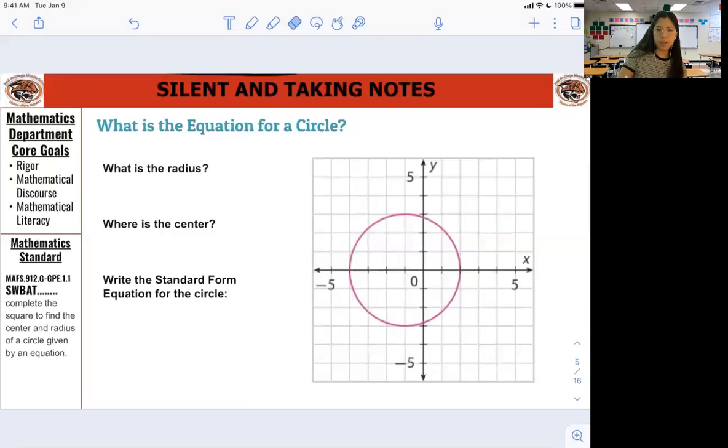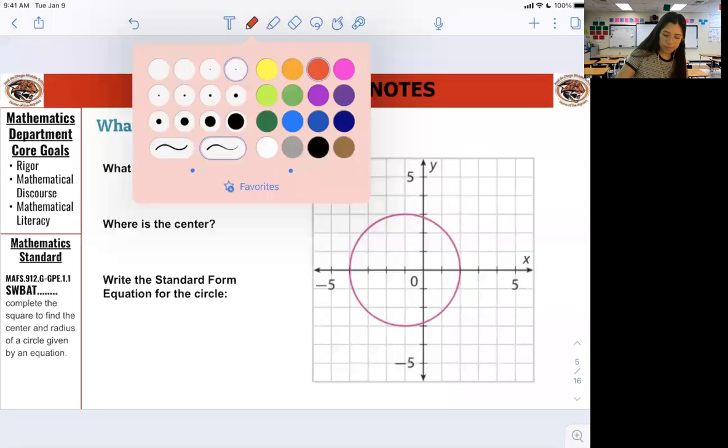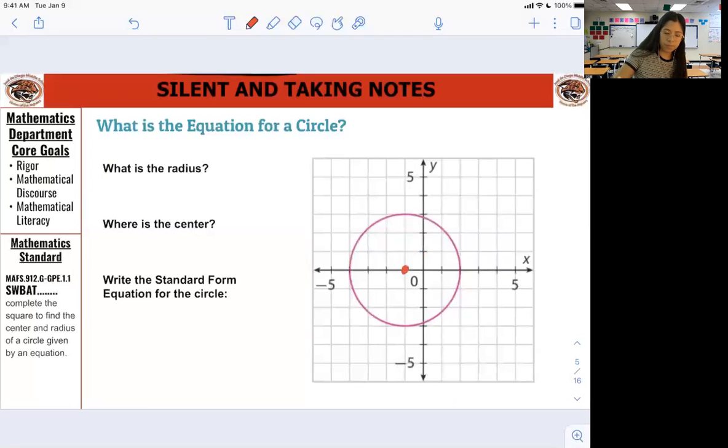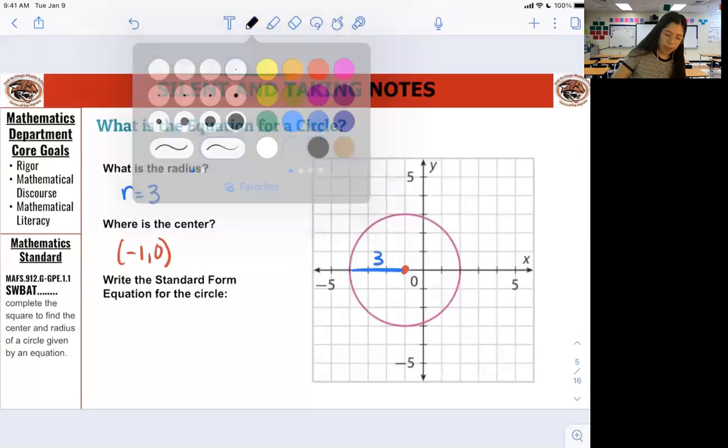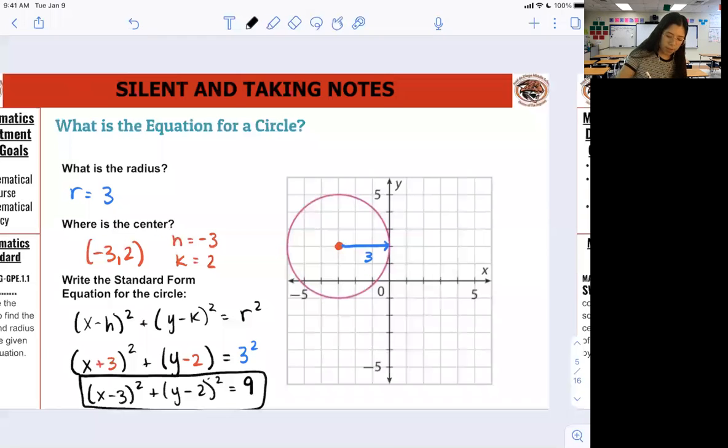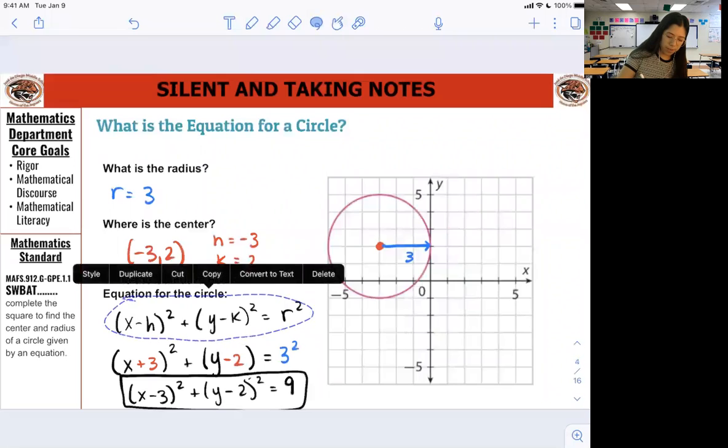All right, so the center is at -1, 0. The radius is 3. Good. Now let's go ahead and fill everything in. Let me go back. I'm just going to copy this so I don't have to rewrite it every time.